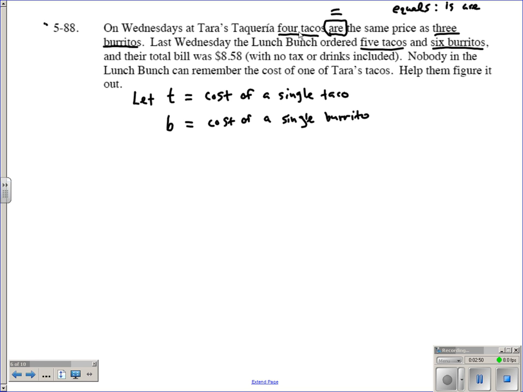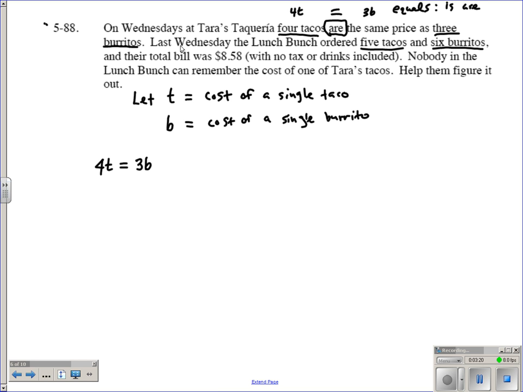Now 4 tacos could be represented as 4T, equal the same price as 3 burritos. That's going to be like saying 3B. And just like that, there's one of our equations. So let's write that one here: 4T = 3B, 4 tacos are the same as 3 burritos.